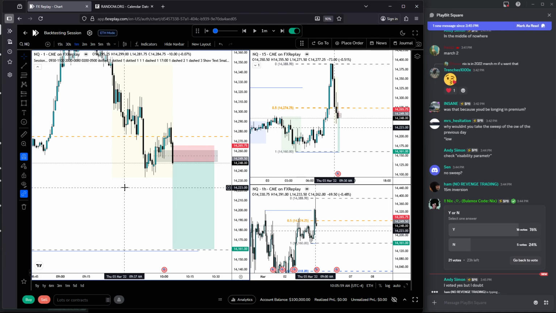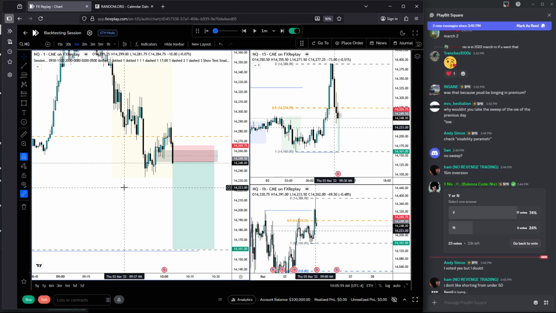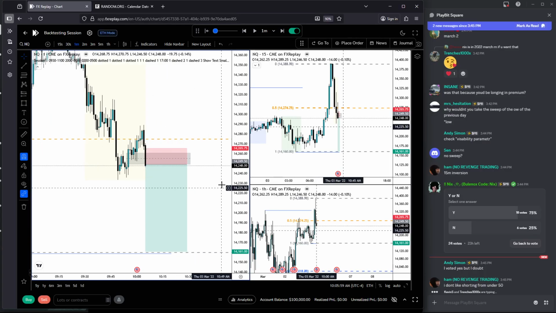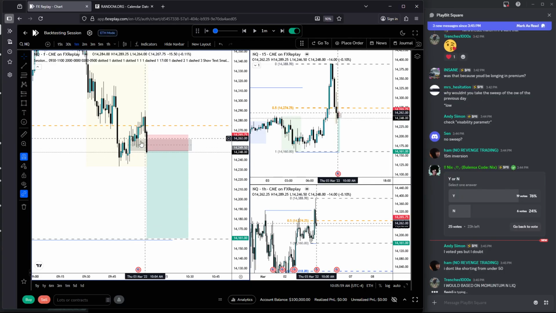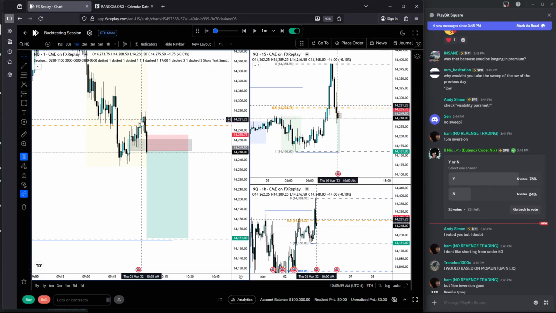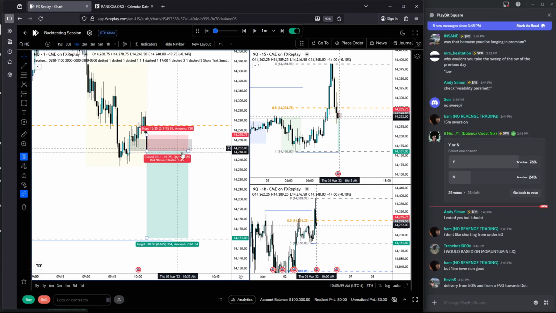If you doubt it, then don't. Be honest. Would you have taken this in real time or not? That's all. You vote based on that. I will take it anyways, we'll take it on the account anyways, but you vote what you think. Okay, you don't like shorting from under 50, and that's a good question, but this is not shorting in discount. You're shorting based on a premium delivery. If you're tapping the 50 and delivering off of it, that's still a good short.